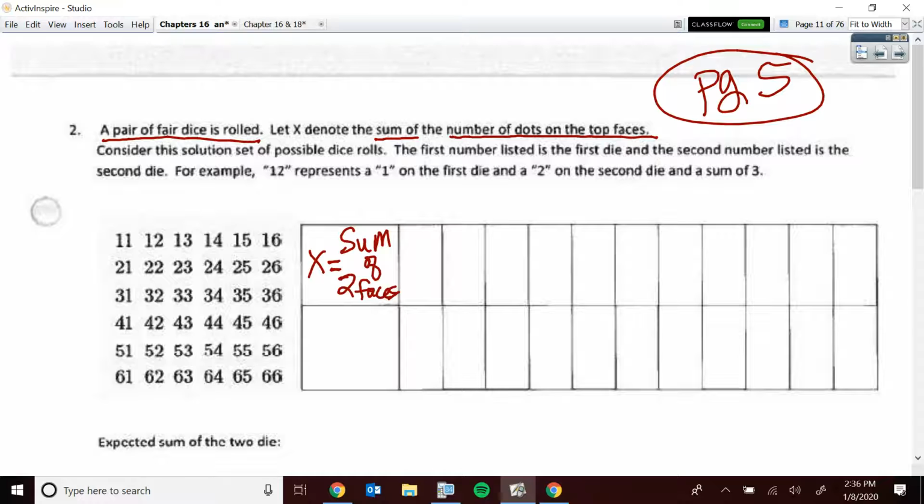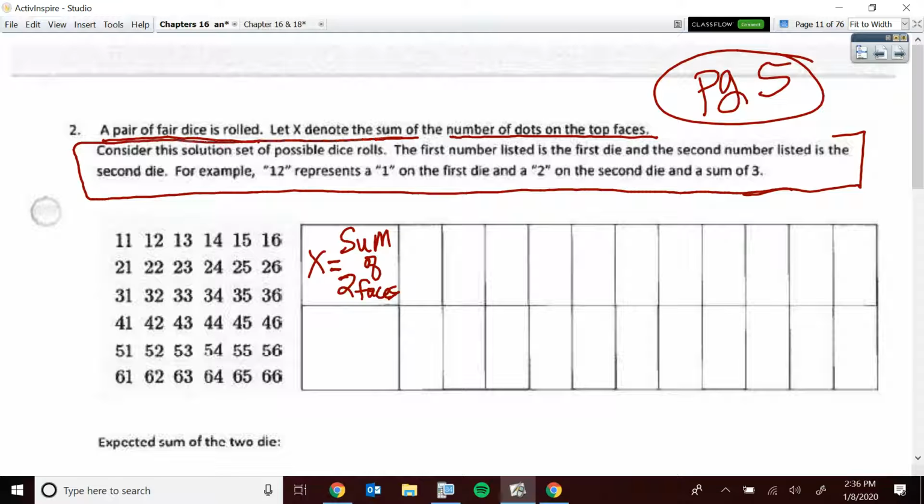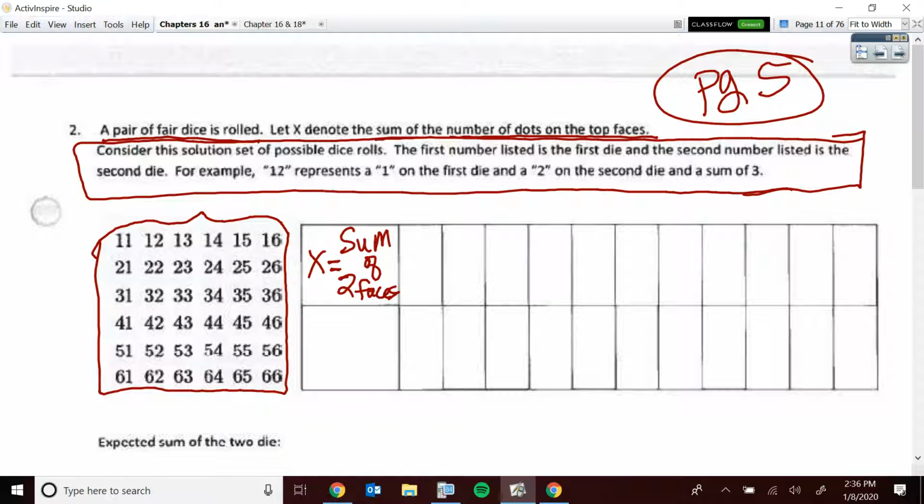All right. I want you to take about 30 seconds and read these 2 sentences to yourself so you can understand what these numbers here mean. Okay, go.